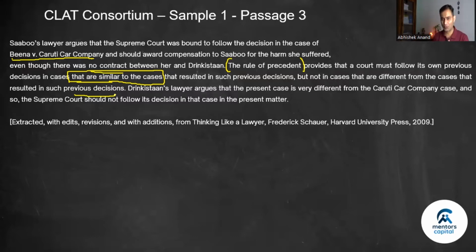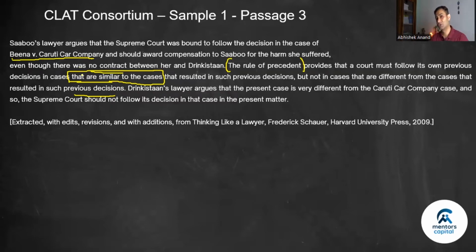So if you have to prove, let's say if I am the aggrieved party, मुझे damage चाहिए, and I want the rule of precedent, which is आप doctrine of privity को avoid करो. So how can I do this? How can I get the court to decide in my favor? All I have to prove is that my case is similar to the case of Bina versus Karuti Car Company.